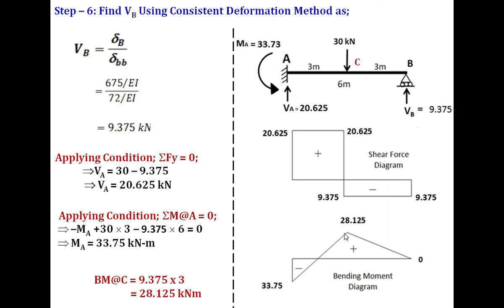We have to join these three points, first point, second point and third point, by a straight line, because the shear force diagram is a 0 degree curve. This is going to be a 1 degree curve, and this point is a point of contraflexion. So this is the typical solution of the propped cantilever beam using the consistent deformation method.